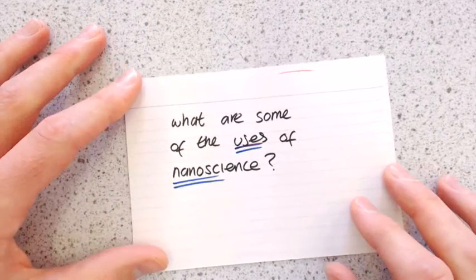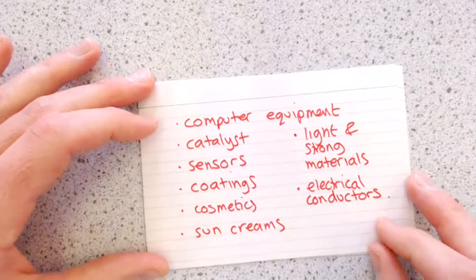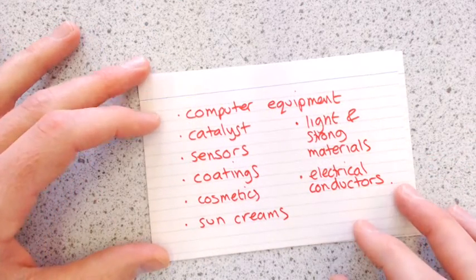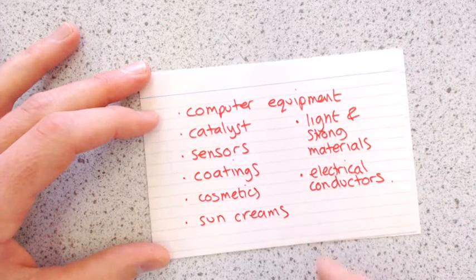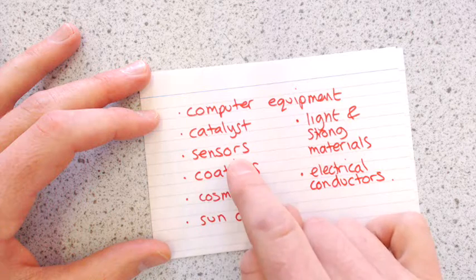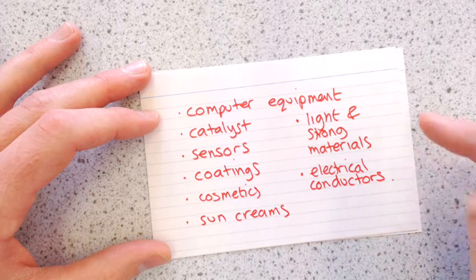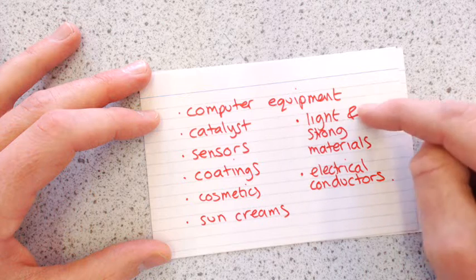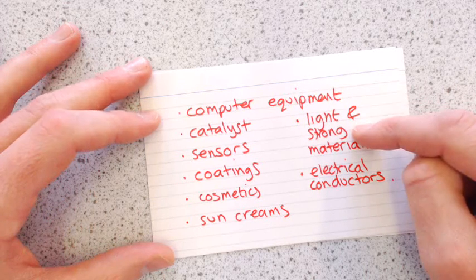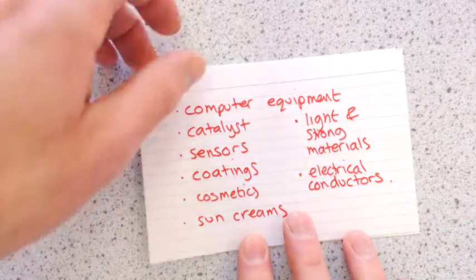What are some of the uses of nanoscience? All sorts of things. You don't need to know anything specifically, but this is just to give you an idea. Exam questions will throw things at you, so they can be used in computer equipment, catalysts, sensors, coating materials, cosmetics, sun creams, making materials that are both light and strong. And they're often really good electrical conductors.